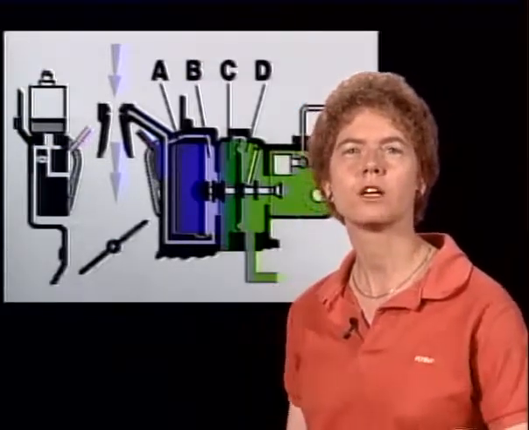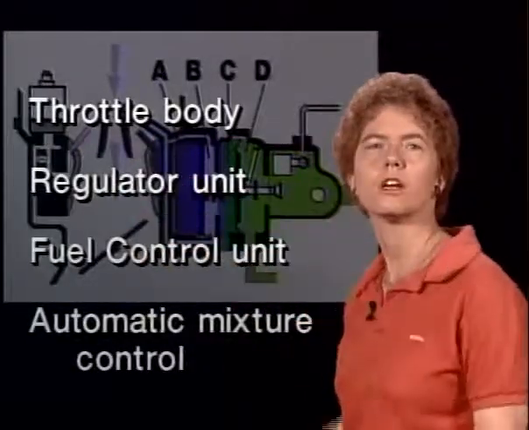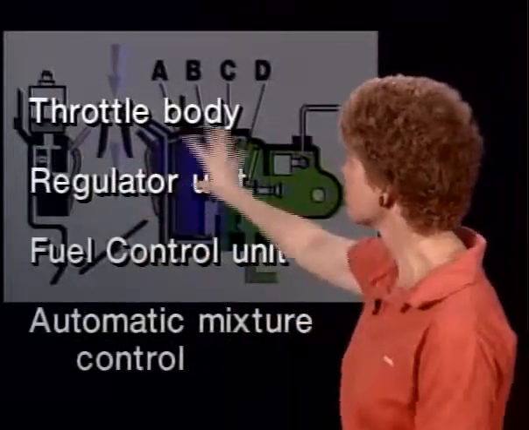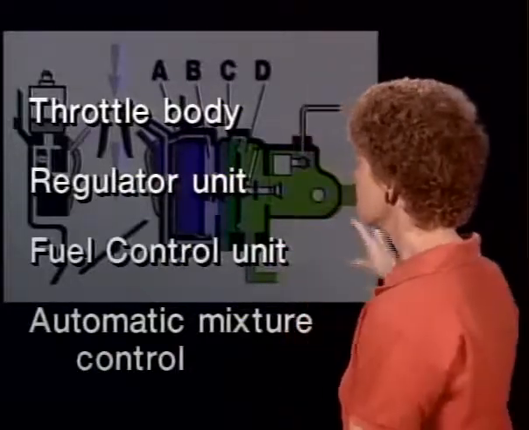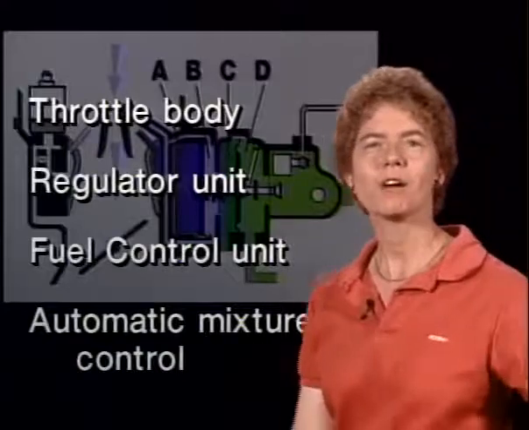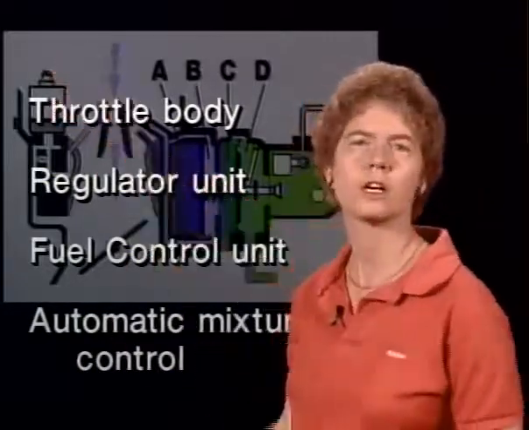So in a pressure injection carburetor, we've got the following units. We've got a throttle body right in the center here. We've got the regulator unit, which is over on the right. We've got the fuel control unit, which we're not showing here. And we've got the automatic mixture control, which is on the upper left here. Let's talk about each one of those.